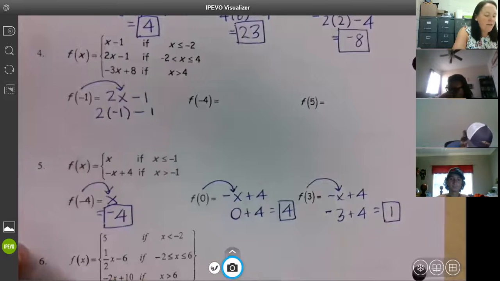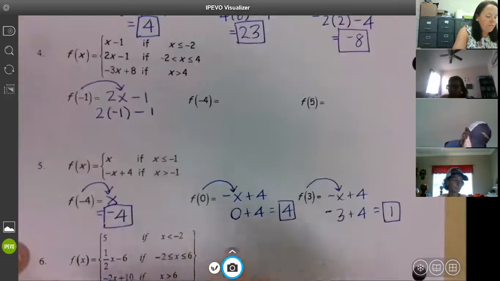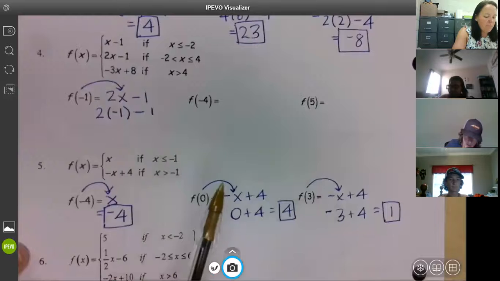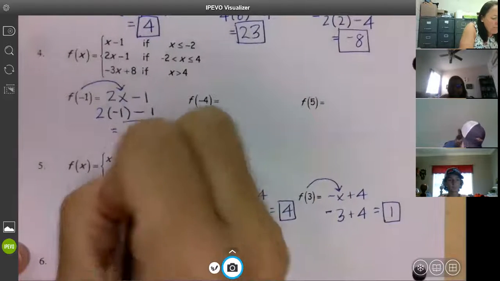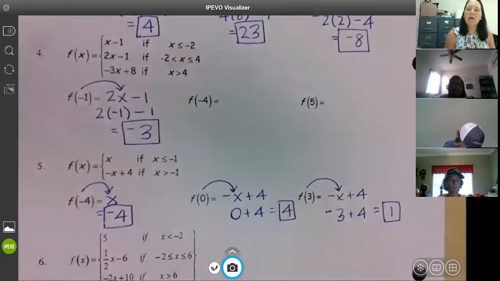What is 2 times negative 1? Negative 2. Minus 1 is negative 3. Perfect. Y'all, that's literally all you're doing. So again, 3 works the same as 2 functions.